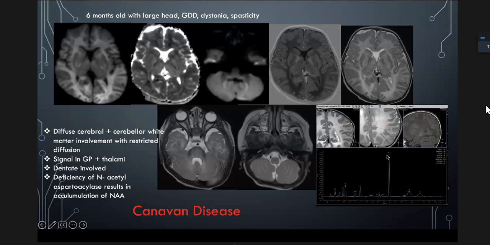And why do we have this NAA peak? Because there is deficiency of the N-acetyl aspartoacylase enzyme that results in accumulation of NAA. Hence, this is not reduced in spite of abnormality in the neurons.